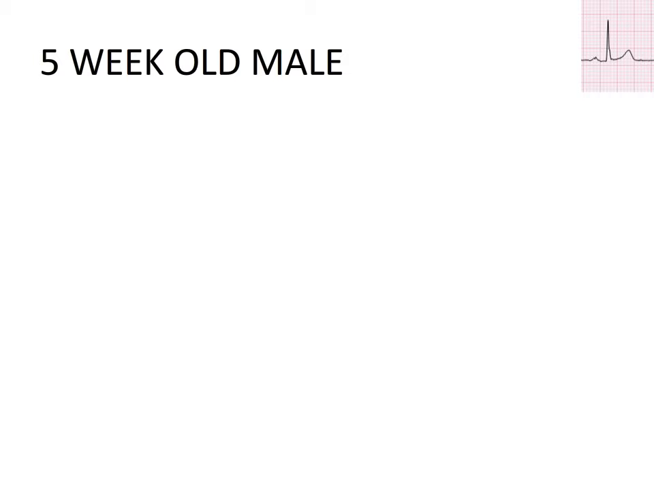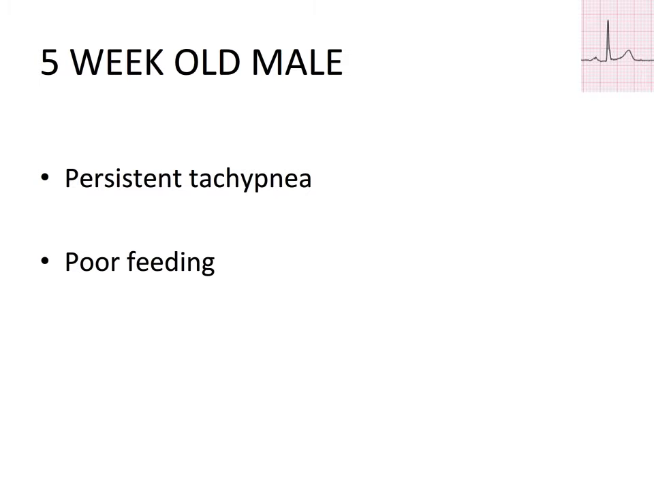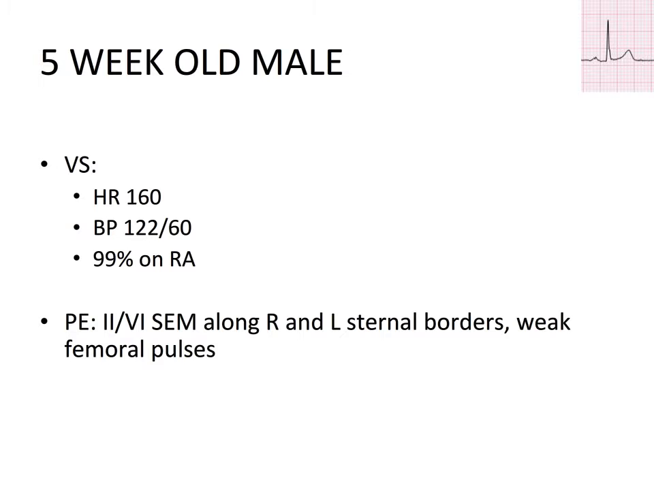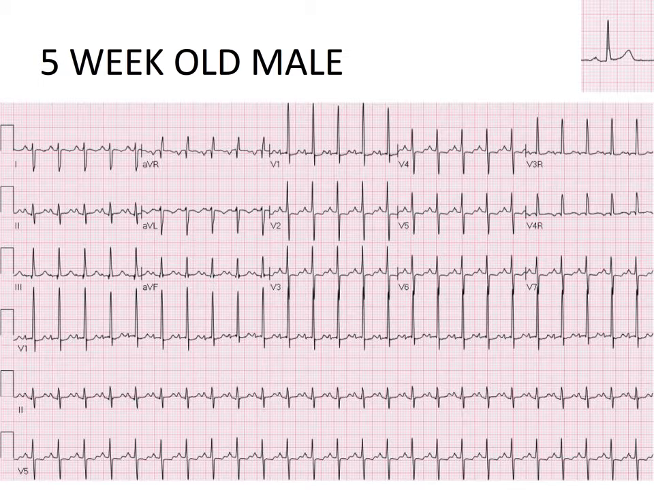Now that we've learned about AV canal defects, let's go back to our case. You still have a 5-week-old male with persistent tachypnea, poor feeding, and a heart murmur. This time, your physical exam shows a heart rate of 160, a blood pressure of 122/60, and oxygen saturations of 99% on room air. On exam, you find a 2 out of 6 systolic murmur at the right and left sternal borders and weak femoral pulses. You decide to get an EKG. And this is what you see.